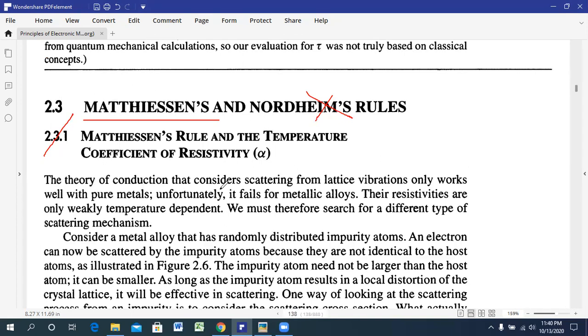Look, the theory of conduction that considers scattering from the lattice vibration only works well with pure metals. Unfortunately, it fails for metallic alloys.